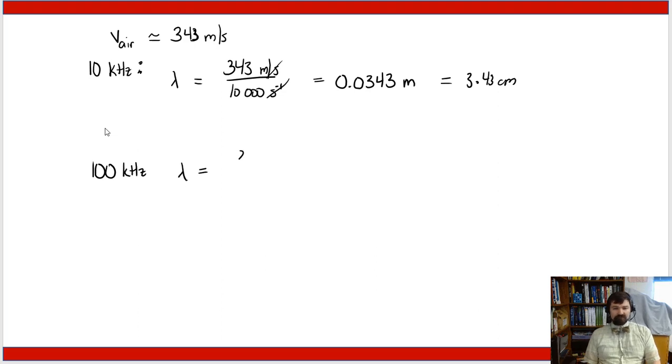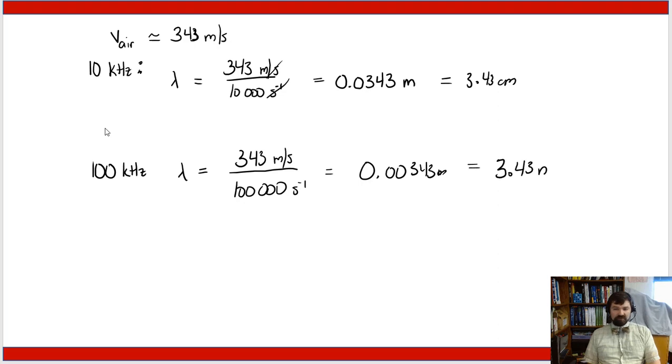Lambda now is 343 meters per second divided by 100,000 inverse seconds. So now that's 0.00343 meters, or in other words, 3.43 millimeters. And this is now your resolution limit.